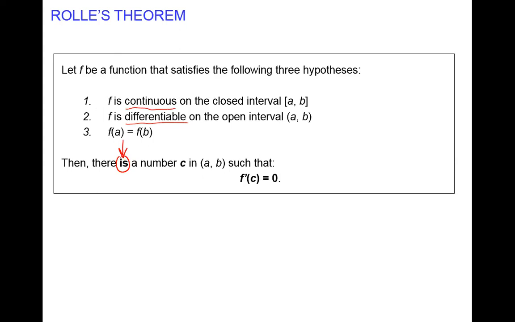Yes, then there is a number c in that interval that satisfies this condition. The derivative at c is 0. That means sometimes we don't even have to compute the value c. We will just prove that the c is between a and b.